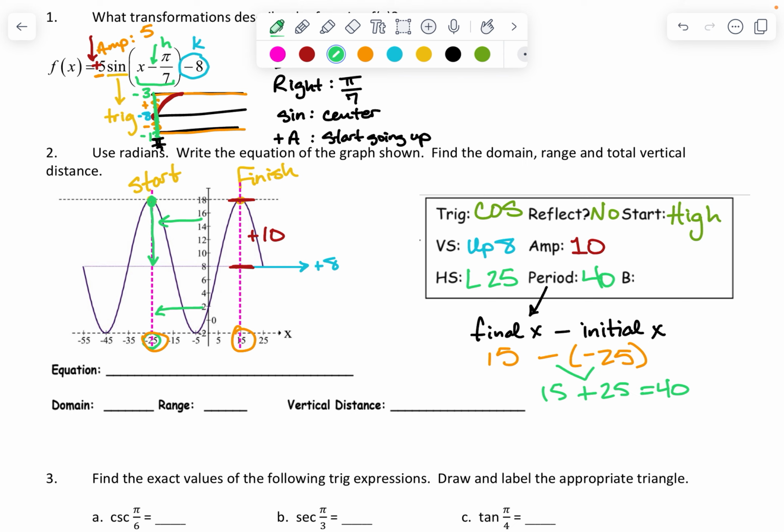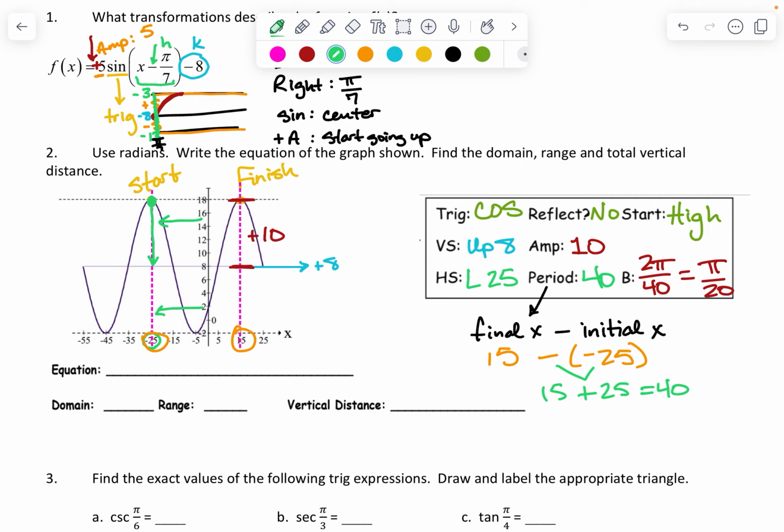Now, lastly, the b value. The b value, since we're using radians, is going to be 2 pi over the period. That can be simplified to pi over 20. And now we have all of the pieces that we need to write our equation.